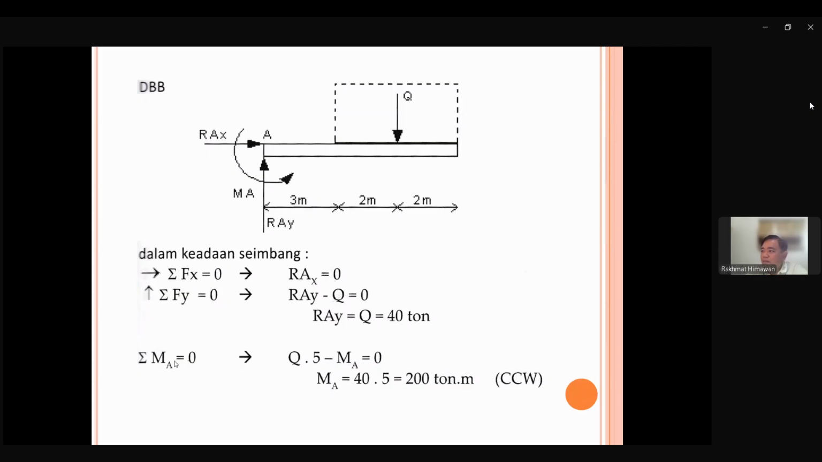And now sigma MA is equal to 0. What we have here is Q multiplied with the distance between Q and A, which is 5 meters in this case. Q multiplied with 5 minus MA. Since this is clockwise it is plus, MA is counterclockwise so we have minus as the reaction moment, equal to 0. So now we know Q, we can calculate MA, and MA is 200 ton meters and counterclockwise. Okay, so here we can find what is RAX, RAY, and MA.